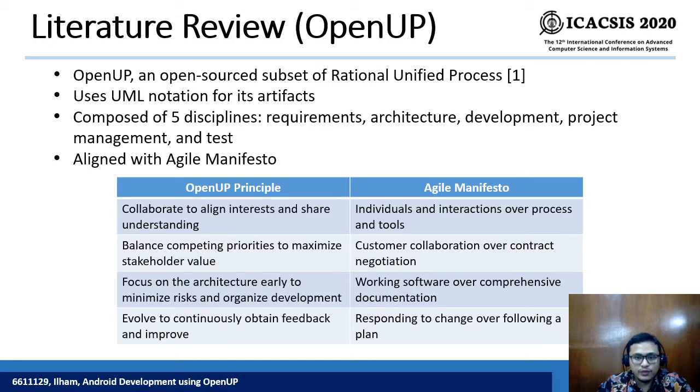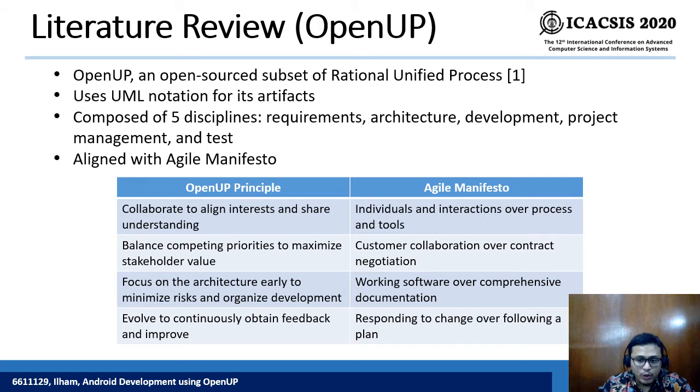Then for the literature review, we will start with Open Unified Process. So Open Unified Process is an open source subset of Rational Unified Process. We call it subset because Open Unified Process is much smaller in terms of number of artifacts, roles, tasks, and activities. And since OpenUP is also an instance of unified process, it uses UML notation for its artifacts. While OpenUP consists of 5 disciplines, which is requirements, architecture, development, project management, and test.